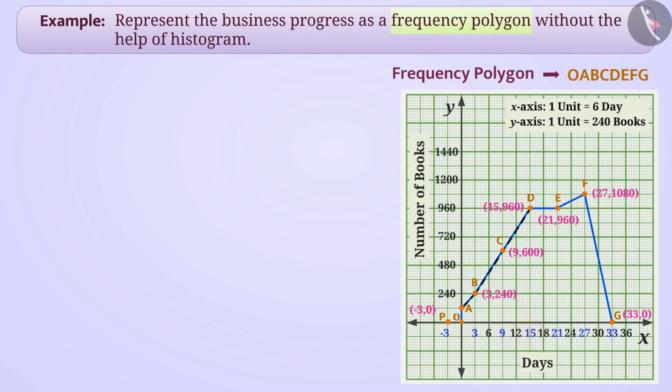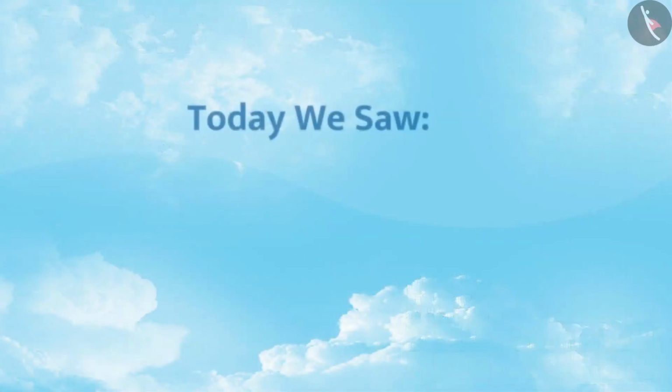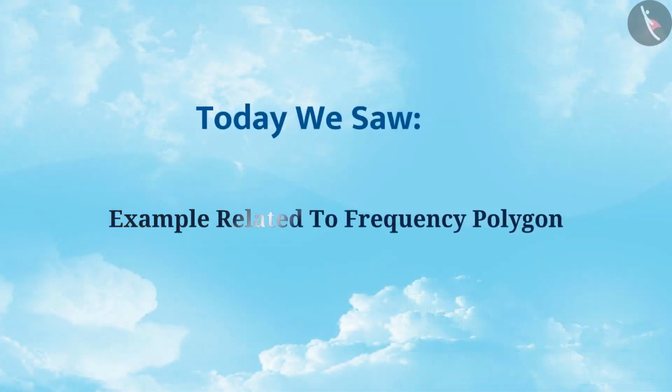By looking at this frequency polygon, we can get various information like the production of books increased till the 15th day, then remained steady till 21st day, then increased till 27th day and then decreased. Can you find out what rate the production of books increased from 7th day to 15th day? Do discuss it with your friends and find out the answer. So today we saw an example related to frequency polygons. In the next video, we will see another interesting example.